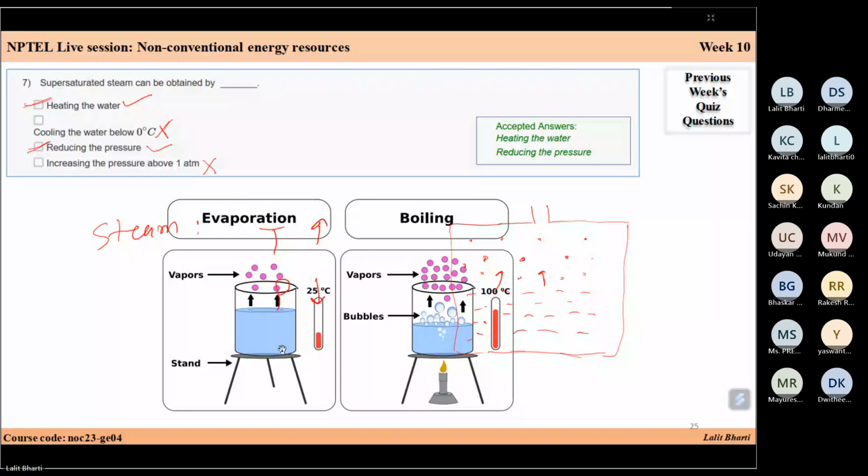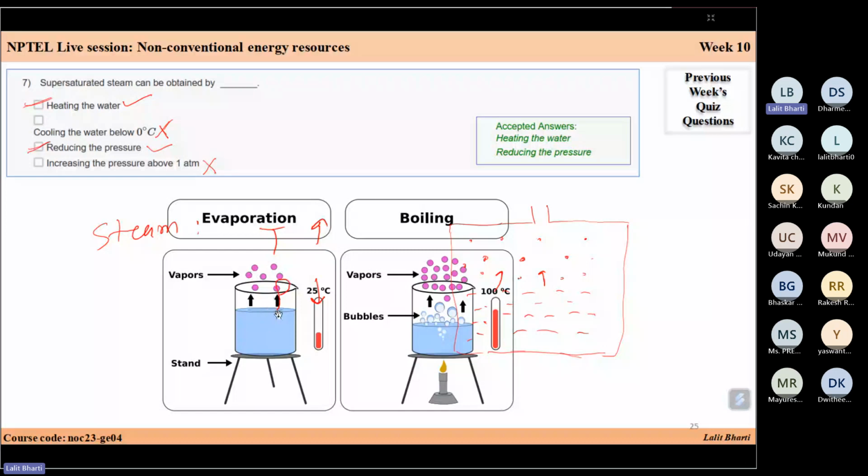Evaporation is when you have any liquid, and some particles or molecules of the liquid are just near the surface of the liquid. Let us say this is water. You will always have the vapors. Vapor is the molecules of the same liquid in the gaseous form, so these vapors are basically the molecules of water in the gaseous form.